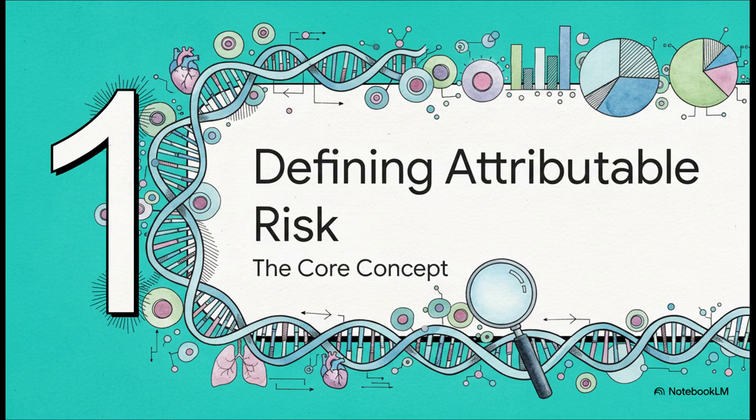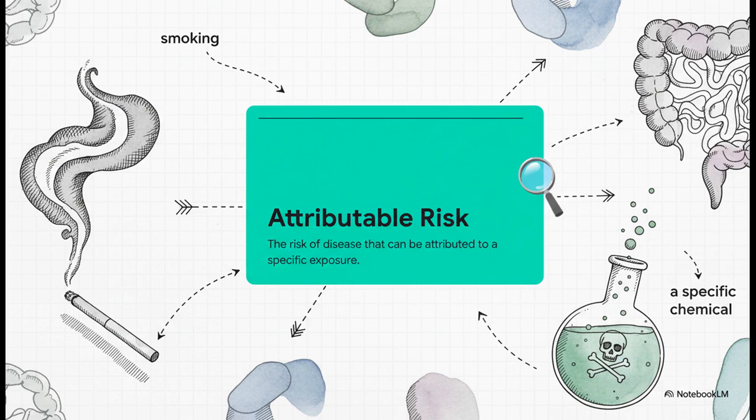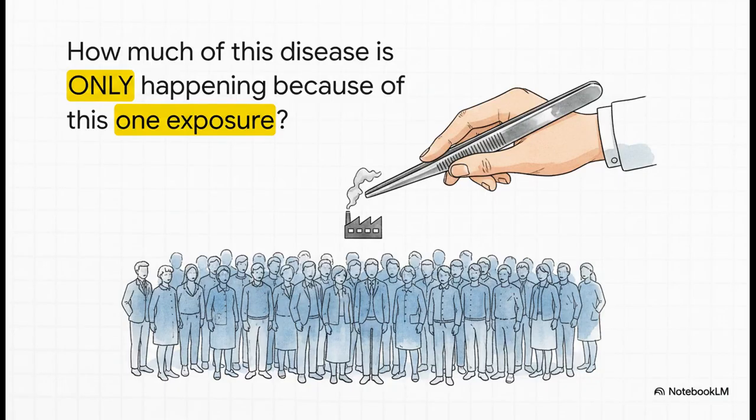What is the actual scientific definition of attributable risk? To put it simply, attributable risk is the amount of disease that you can directly blame on one specific thing. And when we say exposure, that could be anything, from smoking a cigarette to being around a certain chemical. This is the metric that lets scientists isolate that one factor and measure exactly how much trouble it's causing. Think of it this way. It answers one really specific question. How much of this disease would just vanish if this one exposure never existed in the first place? It's all about pinpointing the impact of that one thing and nothing else.